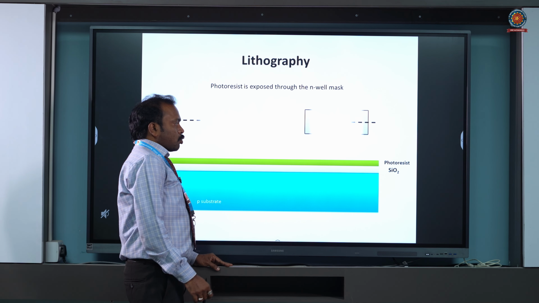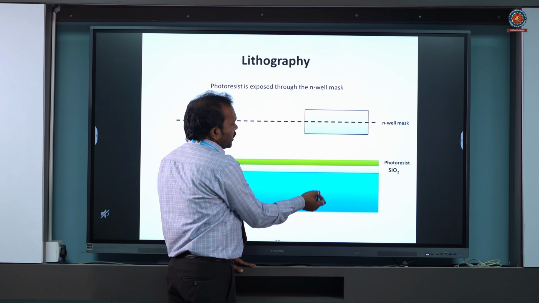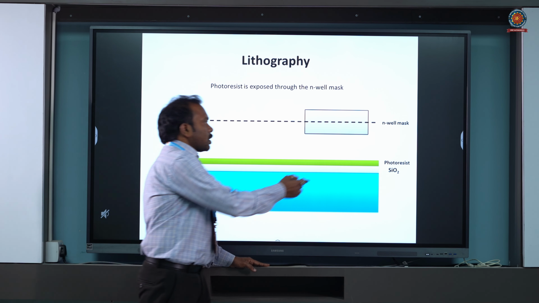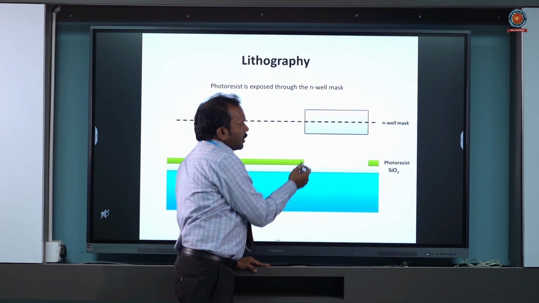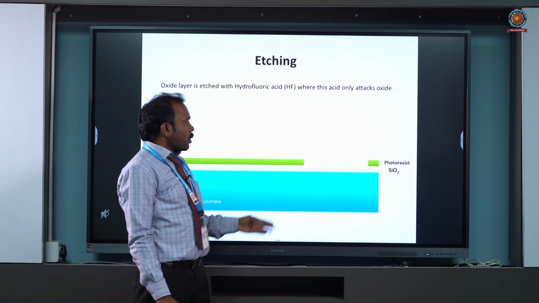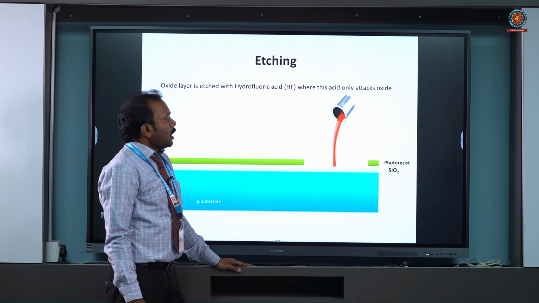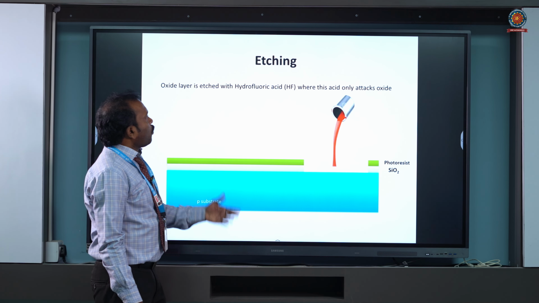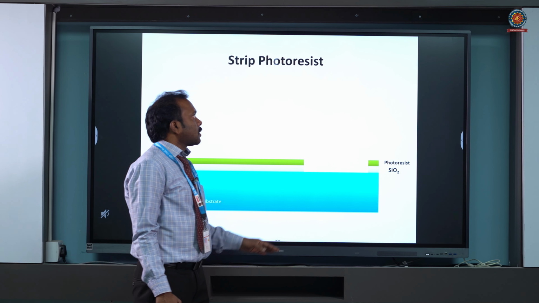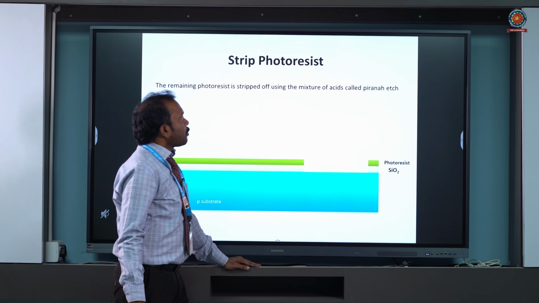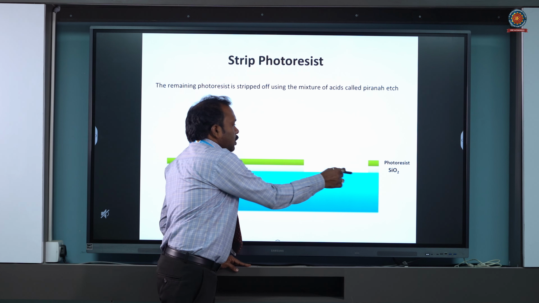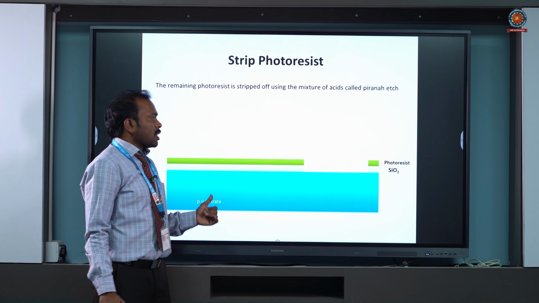That mask is used to diffuse, as I am showing here, one side of that N well. So this is your N well mask, and what is this mask used for? To remove the photoresist material as well as the silicon dioxide layer, after which we add hydrofluoric acid to remove the silicon dioxide layer. Then by using a diffusion process we diffuse the N plus region on the other side of the P substrate.